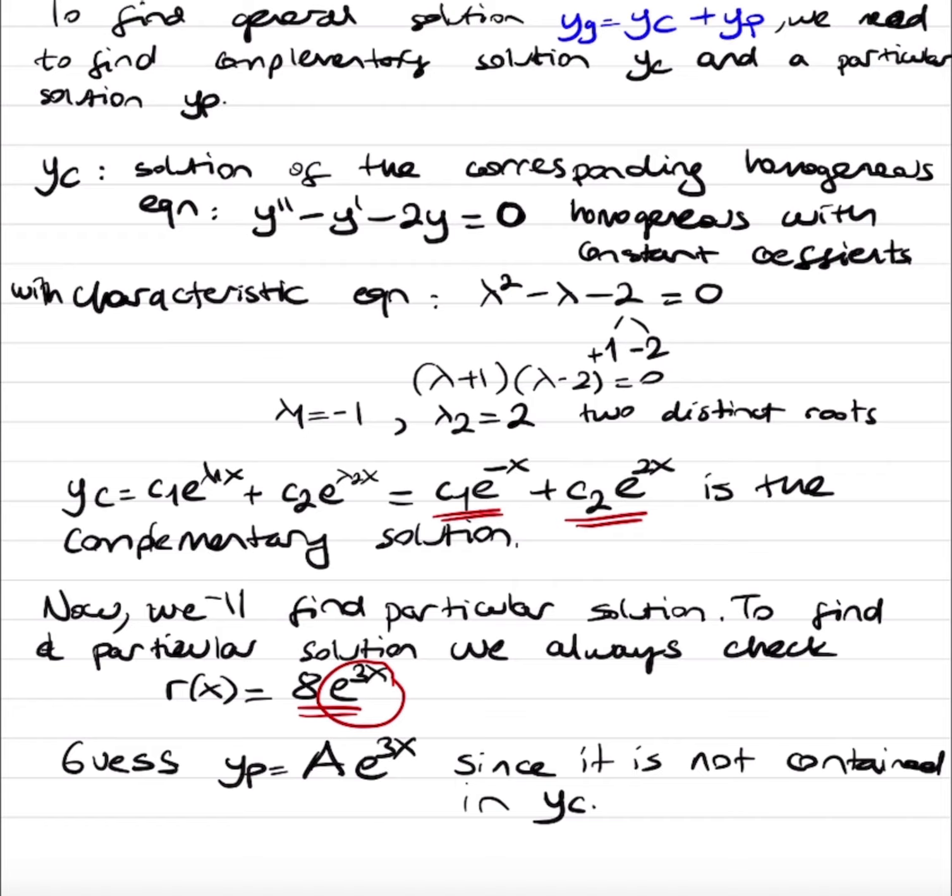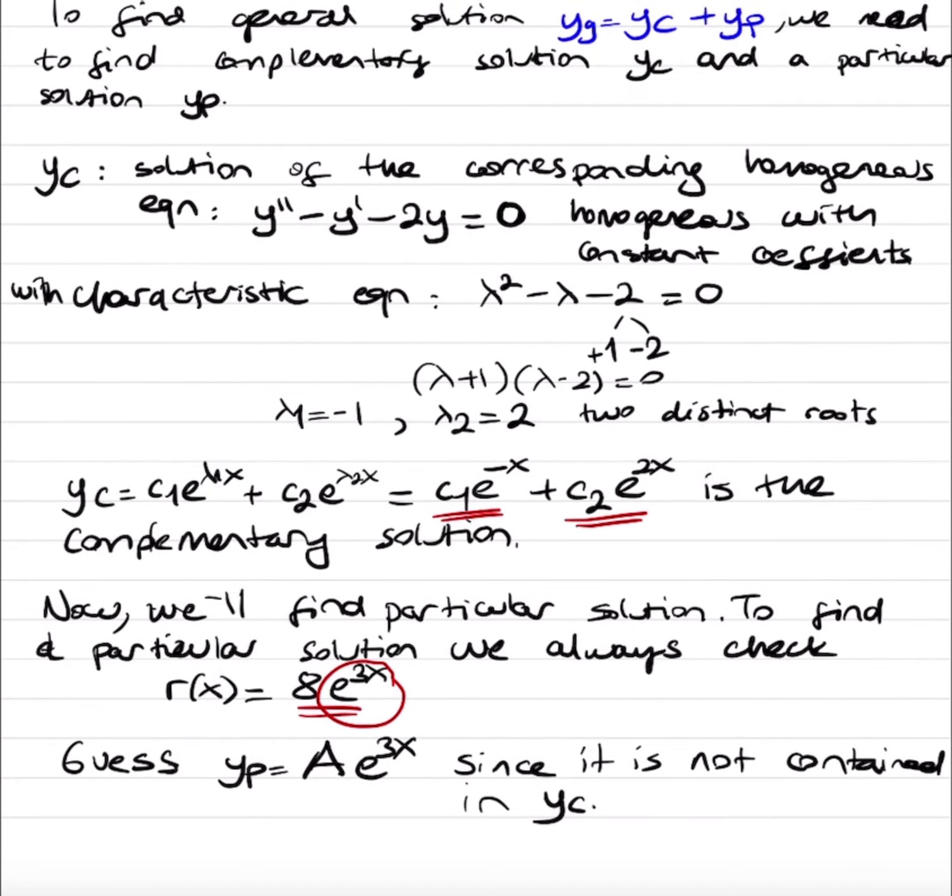If it is in the y complementary, or it is a part of the complementary solution, we will do something else. So this guess will not work in that case, but in this case, it will work. This is the easiest case, when the r of x is not contained in the complementary solutions. So we need to find a, because particular solutions do not contain arbitrary constants.